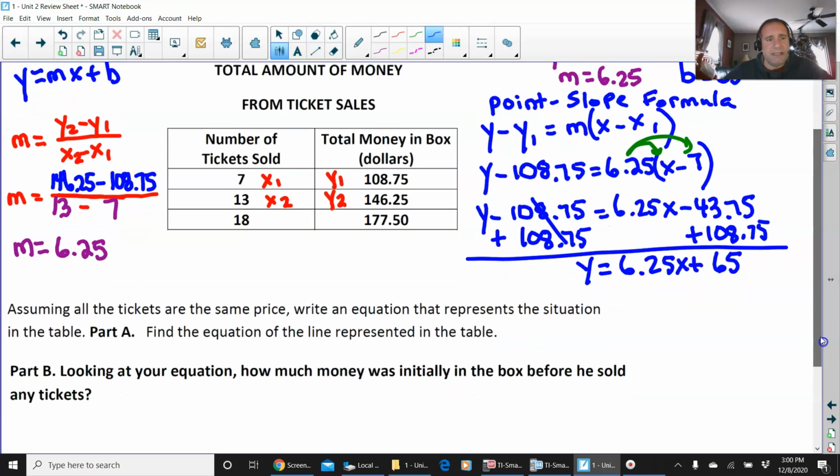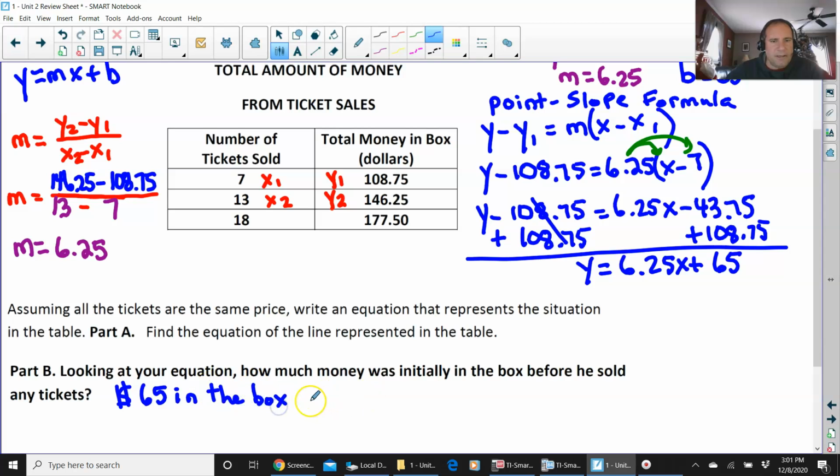And now I can answer B. Looking at your equation, how much money was initially in the box before he sold any tickets? $65. In the box. Initially.